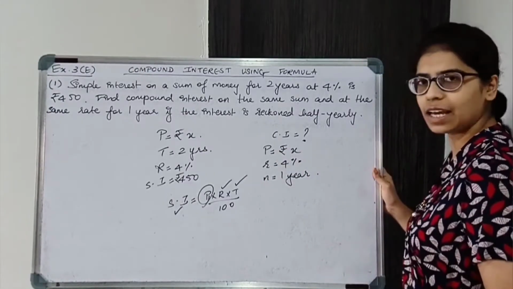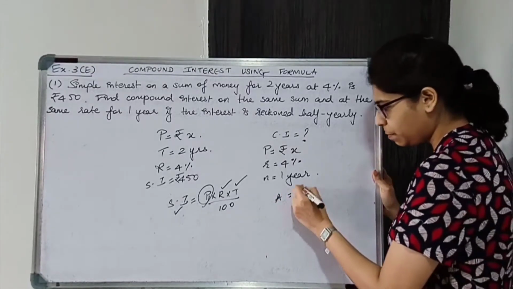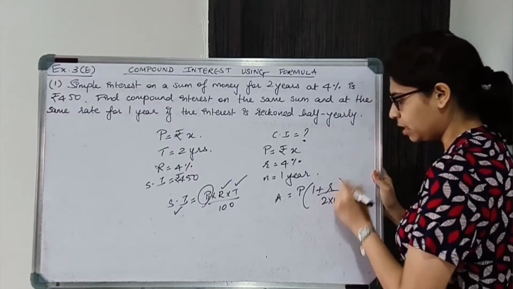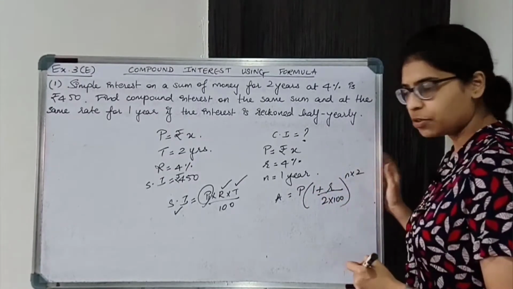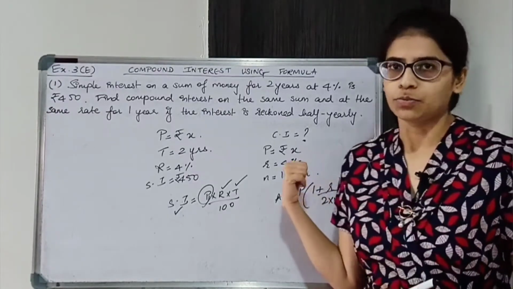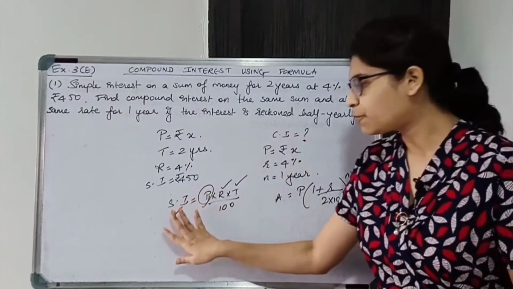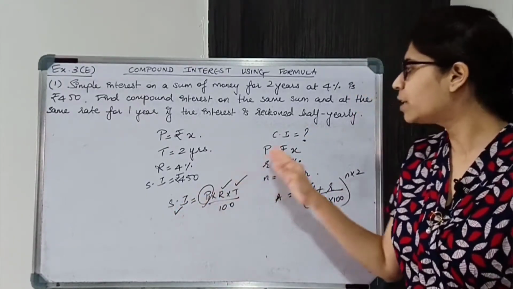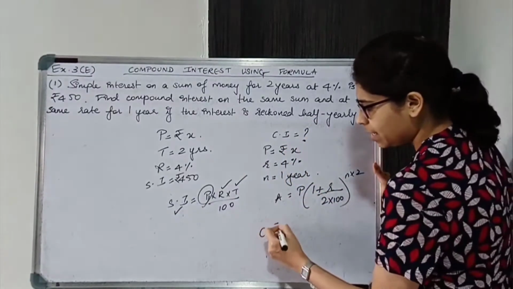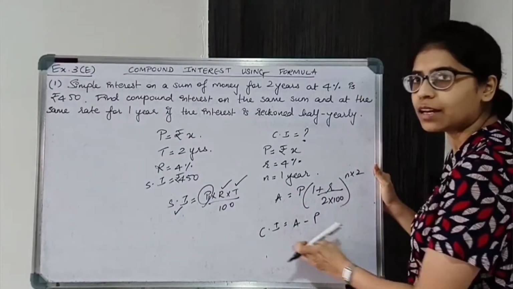So if it is half yearly, then there is a modification in the formula of amount. It will be P into 1 plus R upon 2 into 100 raised to N into 2. You divide the rate of interest by 2 and multiply the number of years by 2. So it's very easy. First you will find the principal from simple interest, and then once you get the principal you just have to use the formula. We know CI is A minus P. Just substitute this formula and solve.